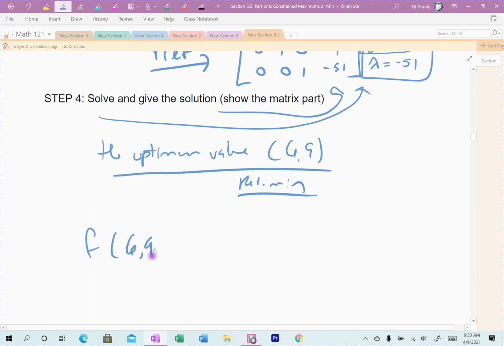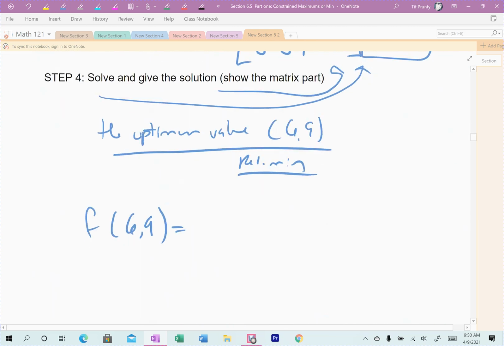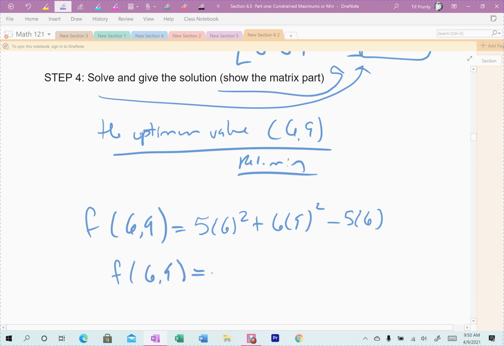Then you find it. So f of (6, 9): you go back to the original function to find the actual minimum value. You go back up here and plug your x and y in. So 5 times 6 squared plus 6 times 9 squared minus 5 times 6. And our optimum value comes out to 612. 612 would be the relative minimum of this particular function.